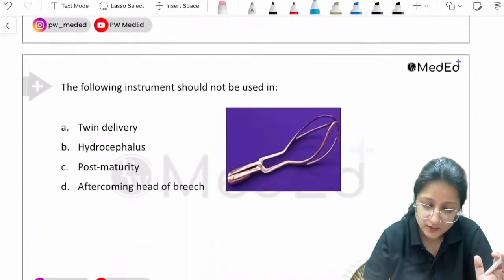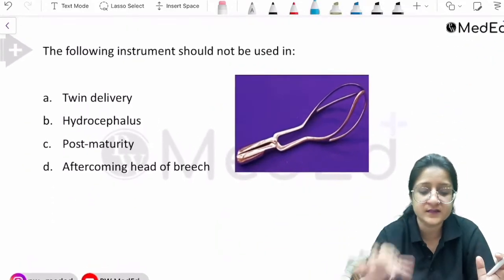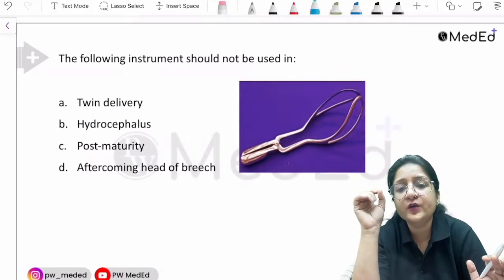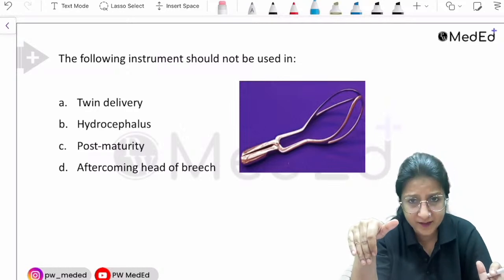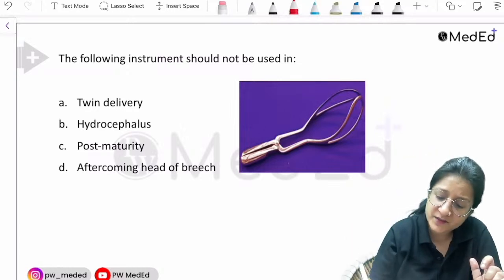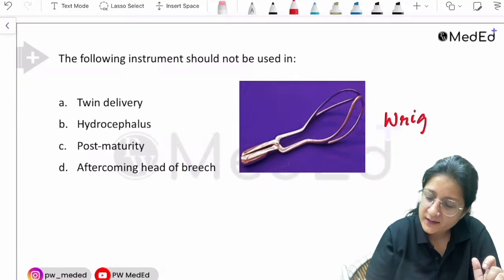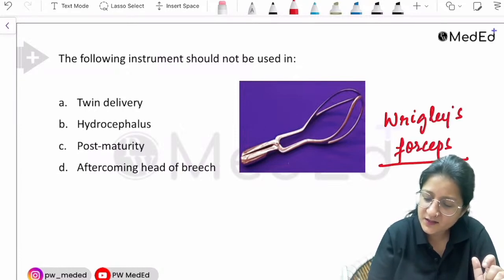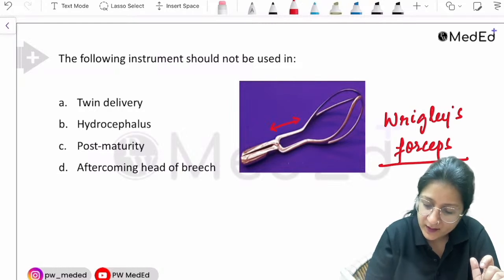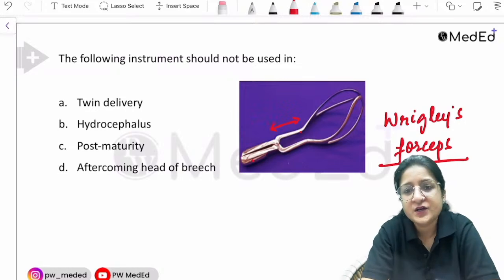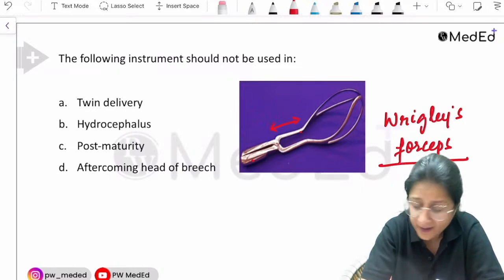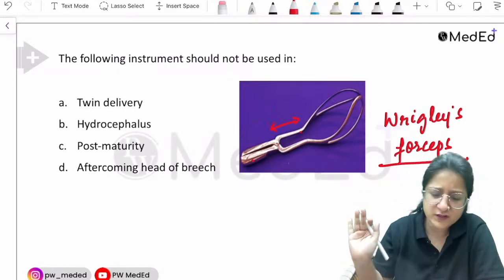So remember these important points in forceps versus vacuum. Now let's see how questions are framed. The question would be framed like this: the following instrument should not be used in what? Think about it now. This is a forceps that we have shown, and this particular forceps is the Wrigley's forceps. These are smaller forceps. This is the handle, this is the shank. This is a smaller forceps.